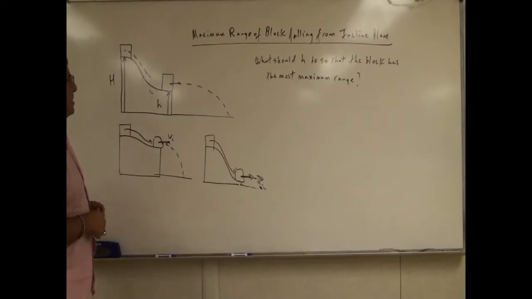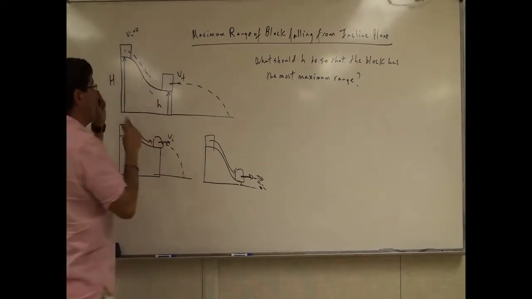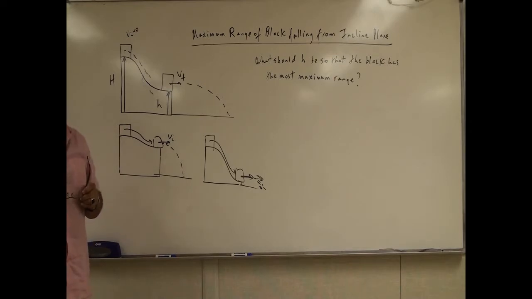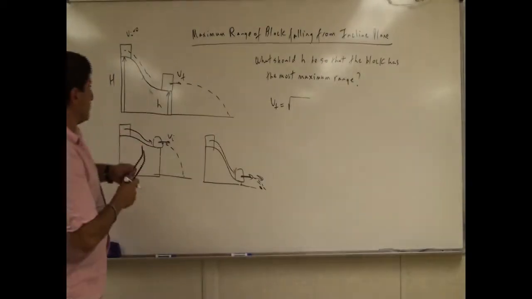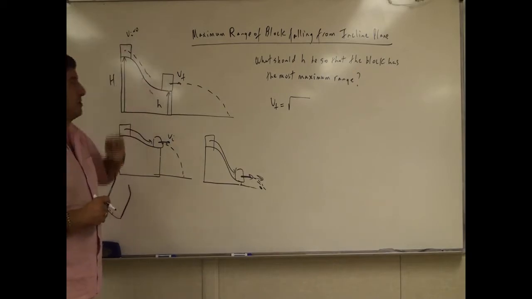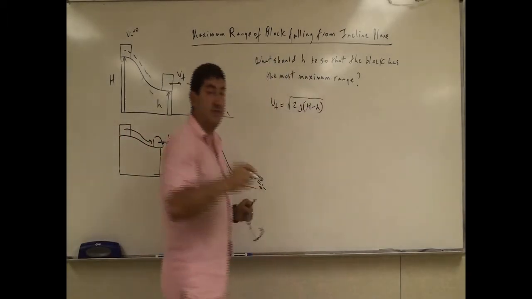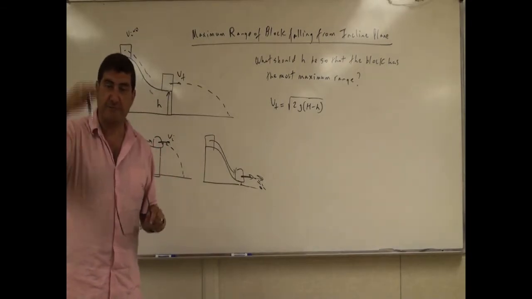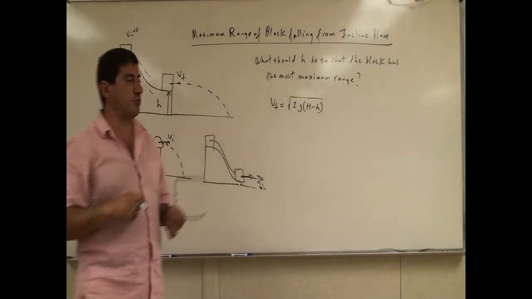So how do we calculate that? Well, we can come up with an expression for the velocity that it has here. We're assuming that the initial velocity is 0, right? So if the initial velocity is 0, what would be the equation for the final velocity? The final velocity will be the square root of 2g times the difference of the heights, 2g(H minus h), because that's the effective distance that the block is going down from its initial height to its final height.